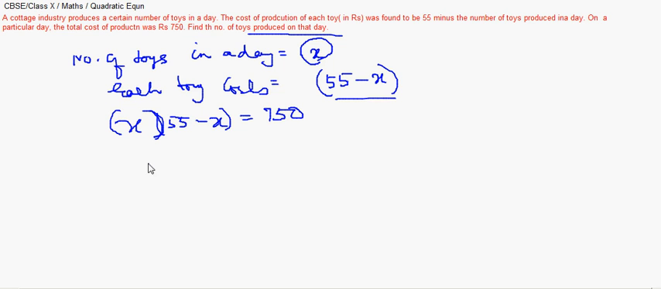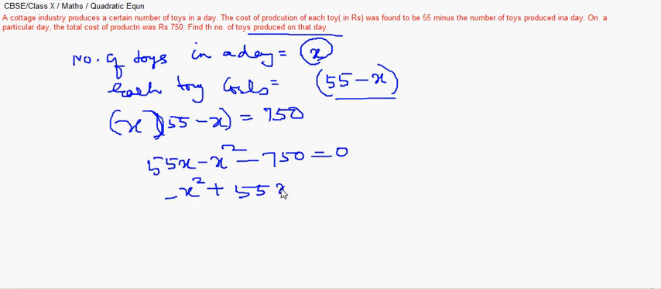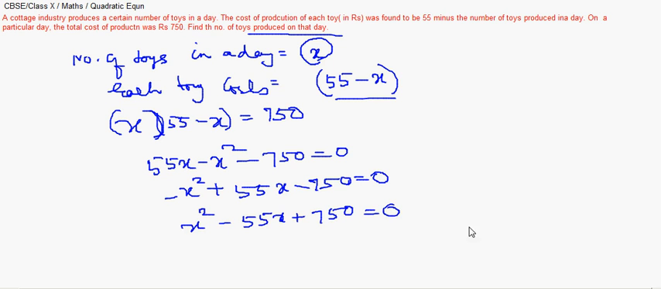So that makes it 55x minus x square equals 750. Then I bring this 750 to the left, and thereby change the positions of the terms to give it a quadratic format, and again I multiply the whole equation with a minus symbol, thereby removing the minus in the x square, and the rest of them become x square minus 55x plus 750 equals 0. In the next session, we'll start learning how to solve these quadratic equations.